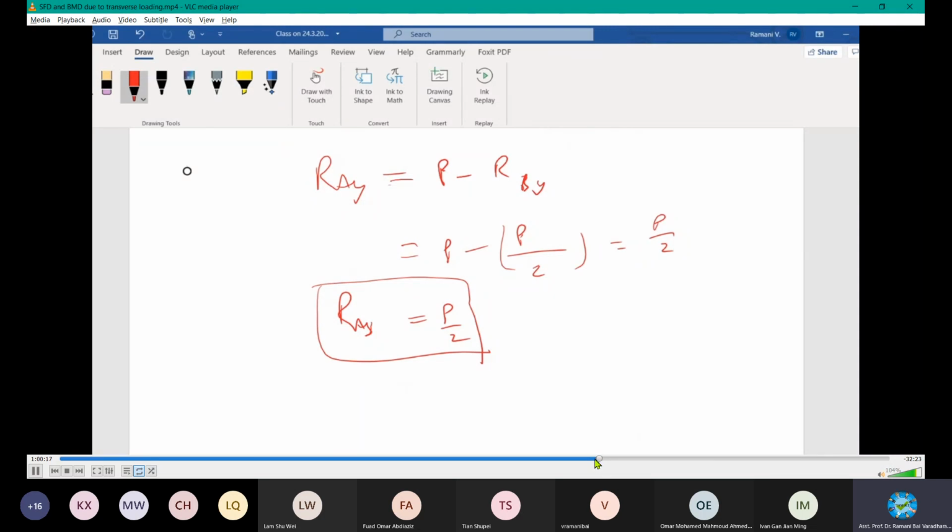We can find the maximum bending moment also. To find the maximum bending moment, we have to go through another type of solution. I will do it part by part so that it is clear to you.